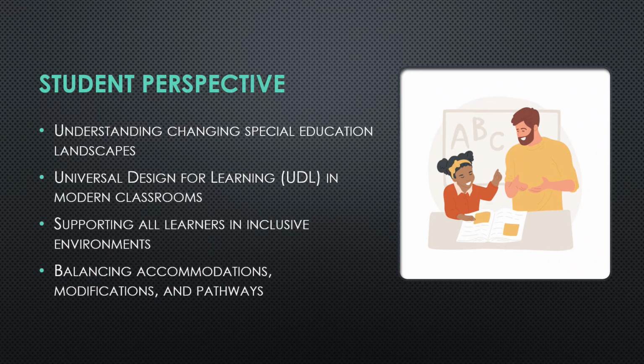Creating supportive environments also helps students feel emotionally safe. Students are more willing to take academic risks when they know mistakes are accepted as part of learning and when they feel respected by teachers and peers. Ultimately, understanding student perspectives reminds us that inclusion is not only about academics, but it's also about emotional and social well-being, belonging, and dignity in our classroom.